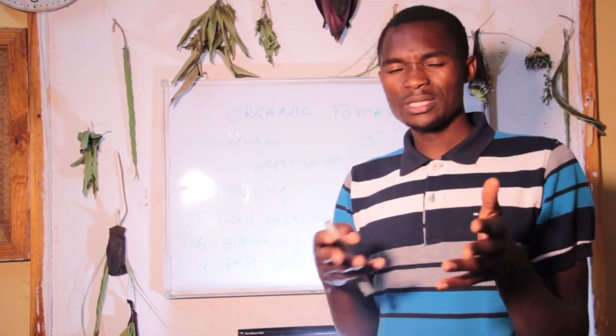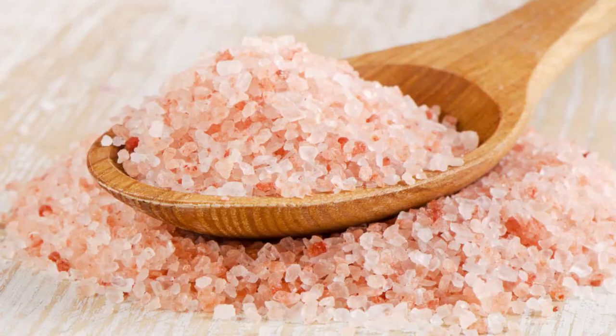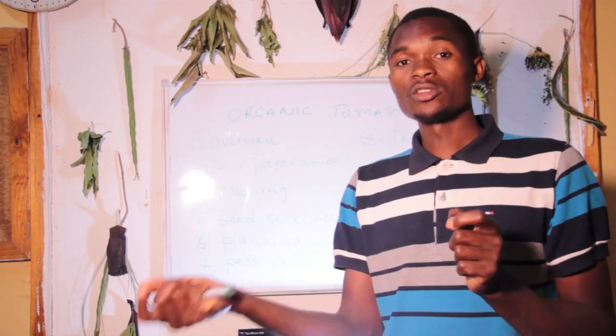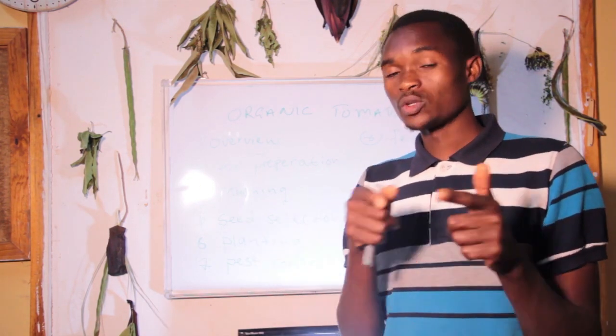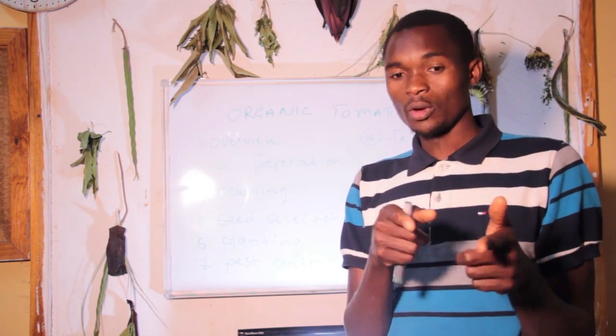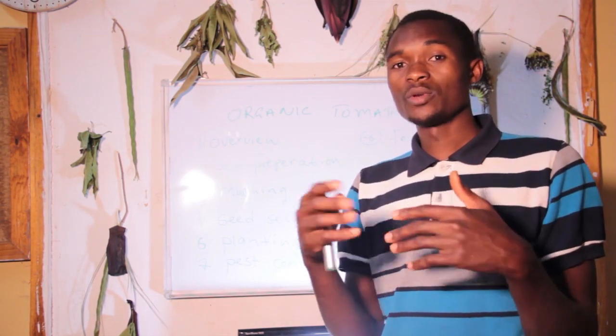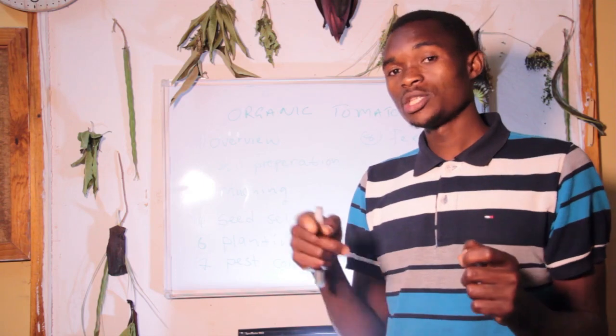Now, how do you use this Himalayan salt? One tablespoon can be used in a 20 liter container, and you use that water to water your garden. Depending on how big your garden is, you can use that ratio. One tablespoon is equal to 20 liters.